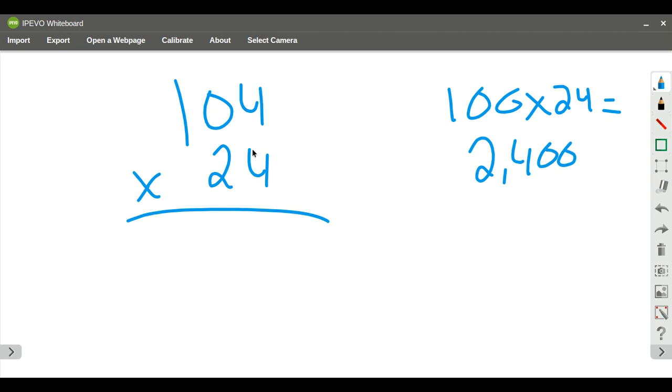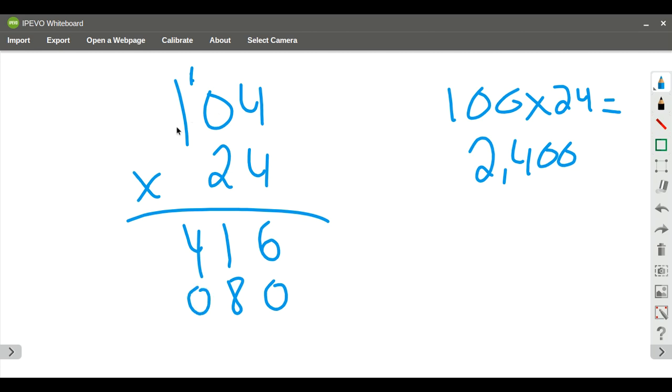So 4 times 4 is going to be 16. I'm going to put down the 6 and regroup the 1. Again, because I'm multiplying by 0, that's going to be 4 times 0, and anything times 0 is 0. Add 1, so it's 1. 4 times 1 is going to be 4. And then I put my placeholder because I'm now multiplying by the next place value. 2 times 4 is going to be 8. 2 times 0 is going to be 0.